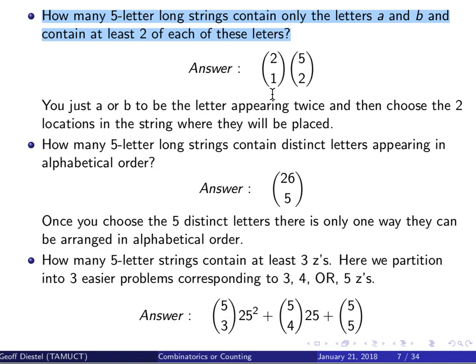So first, 2 choose 1 is just choosing one of those 2 letters, A or B, to be the one that's going to appear only twice. Once we make that choice, there are 2 locations out of the 5 where we can put those. And once we choose that, the other 3 letters, whichever they are, are automatically placed. We don't have a choice left.